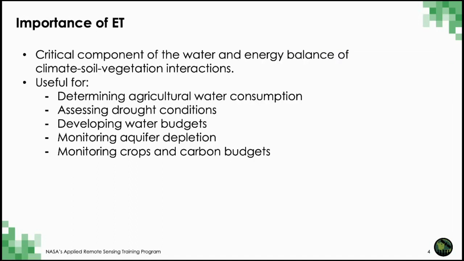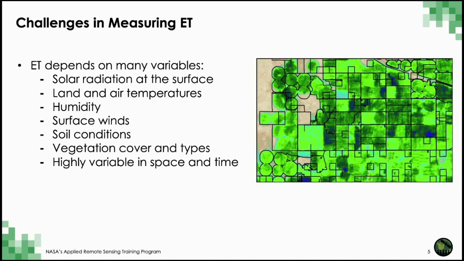ET is important because it's a critical component of the water and energy balance of climate, soil, and vegetation interactions. It is also useful for determining agricultural water consumption, assessing drought conditions, developing water budgets, monitoring aquifer depletion, and monitoring crops and carbon budgets. However, it is challenging to measure ET.